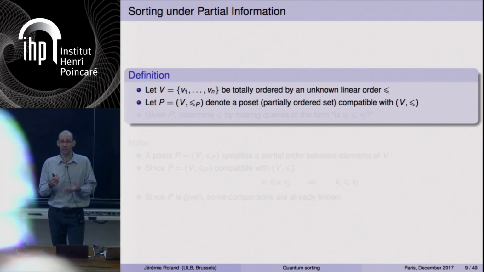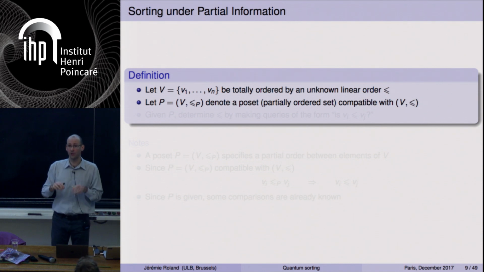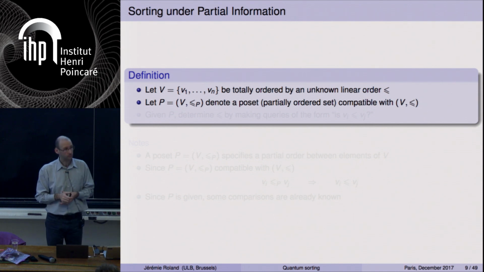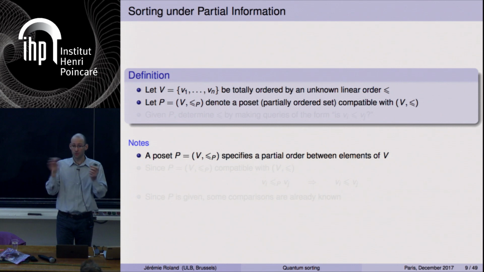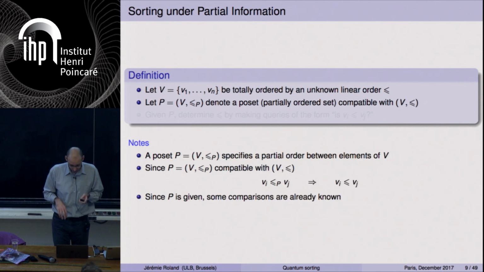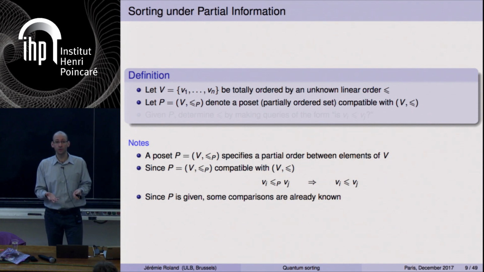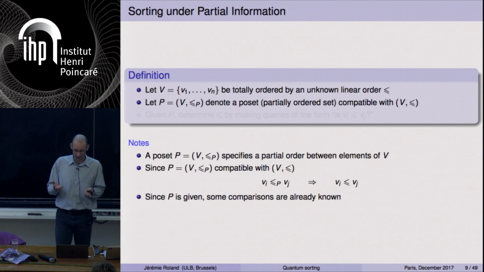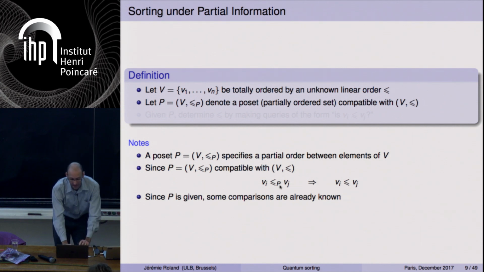A poset is a partially ordered set, which means that you know the elements and you already know some of the comparisons between these elements. So a poset specifies a partial order between elements. Some comparisons are fixed and others are not. And the idea, of course, is that the poset provided to you is consistent with the total order. So whenever the partial order tells you that Vi should be less than Vj, then for the total order that you're looking for, Vi is indeed less than Vj.